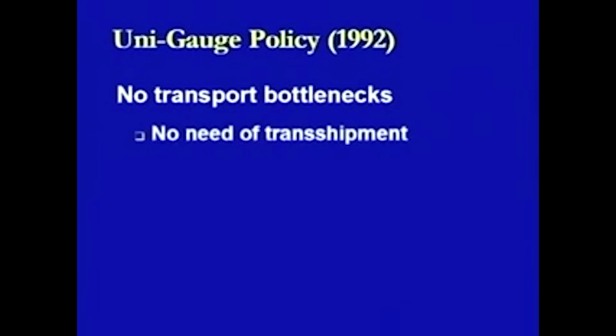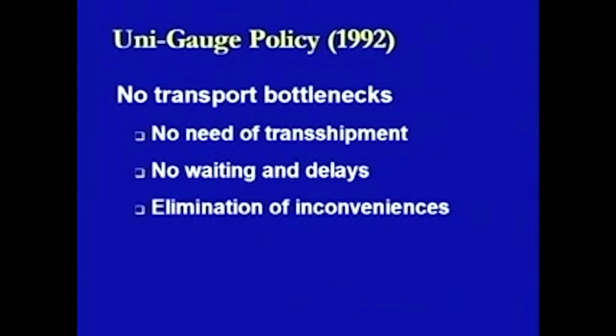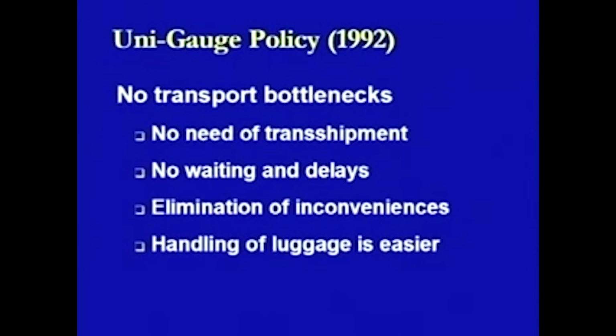In this uni-gauge policy, there are certain advantages involved which are just the reverse of all those problems which we have seen previously. Like, there is no transport bottleneck. There is no need of transshipment, because we are going from point A to point B in the example which we have taken previously without stopping at point C or without changing the things at point C. No waiting and delays are associated here. There is elimination of inconveniences, because you are not going to come out at point C with all your luggage. Handling of luggage is easier because it is to be placed once, to be taken out once.